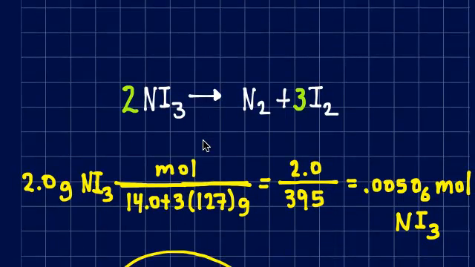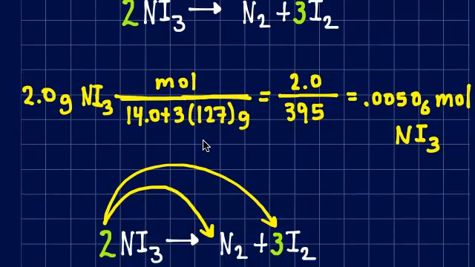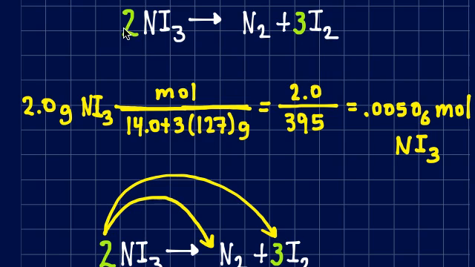Now here's maybe one last example of why this is so important. This is called a balanced equation. It says 2 NI3 decomposes to give 1 N2 and 3 I2. If I had 2 grams of NI3, I really can't compare grams of this to grams of this to grams of this. They all weigh differently. So I change grams to moles by the same method we just saw above.